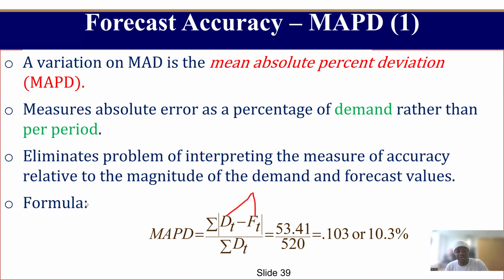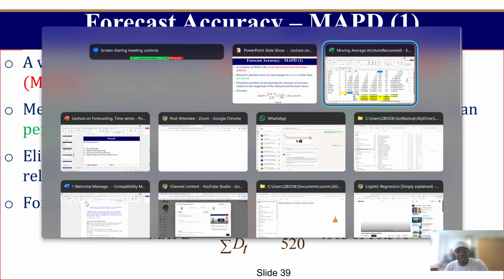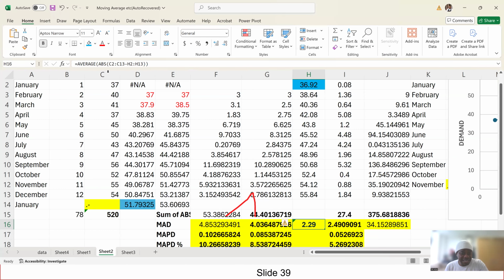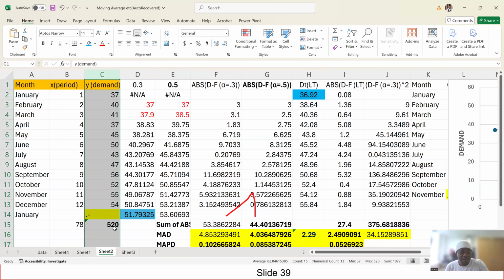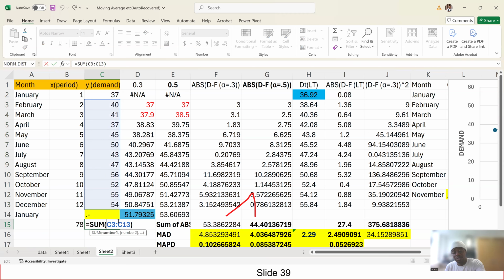Now, where is the absolute value of the demand? When you go to the Excel, the demand is the column C here. You add all of them, that will give you the sum of the demand. So you divide it by the sum of the demand. I think I made a mistake by saying absolute value of the demand. I divide it by the sum of the demand. And when you sum all of them, you get 520.